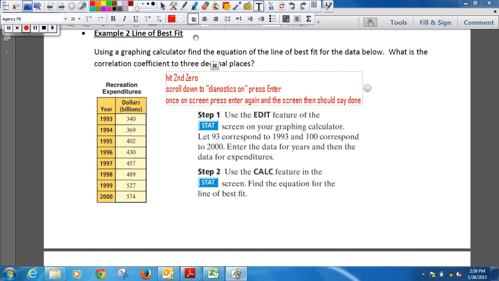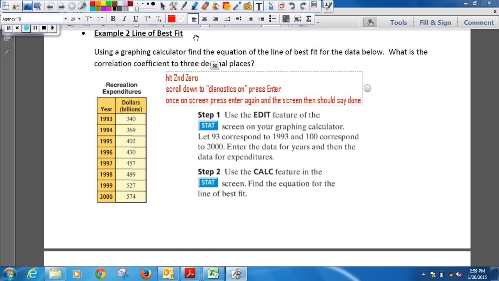If you don't do this and diagnostics is not turned on in your calculator, the next part is not going to work. So go ahead and do that diagnostics test, because otherwise it's not going to work. So I'm going to hit second 0. I'm going to scroll down to diagnostics on. I'm going to hit enter and then enter again so it says done. And now I can do the following.